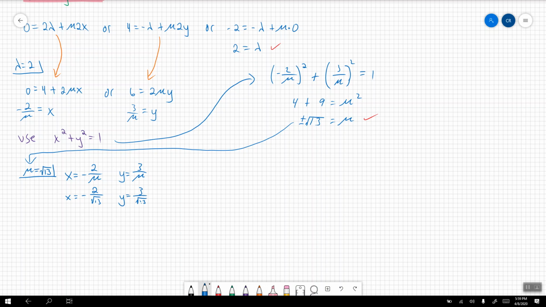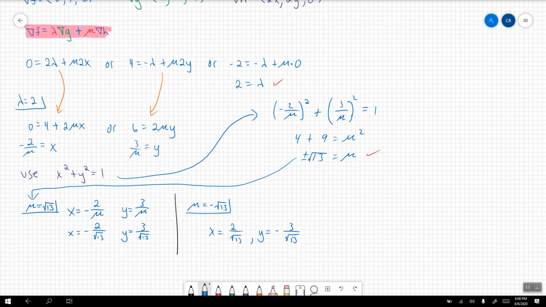All right, so now that we have those x and y coordinates, awesome. Now, I also need to figure out one more set of coordinates, and that last set is when mu is equal to negative root 13. When mu is equal to negative root 13, we get the same x and y, except they alternate signs, which means that x is going to be 2 over root 13, and y is going to be negative 3 over root 13.